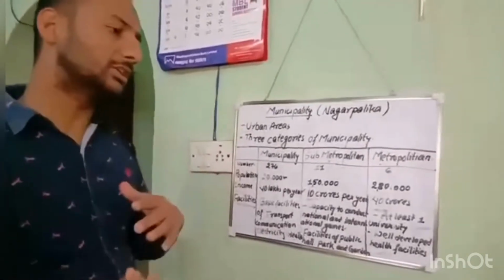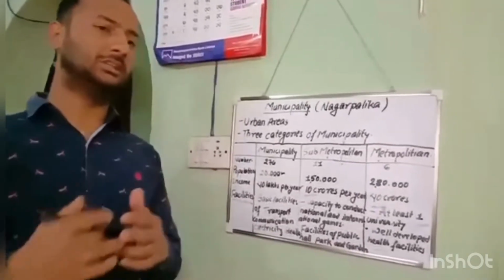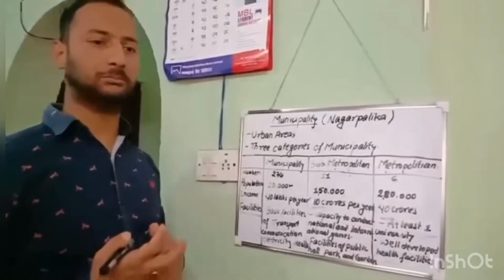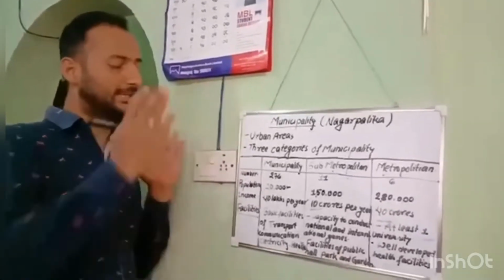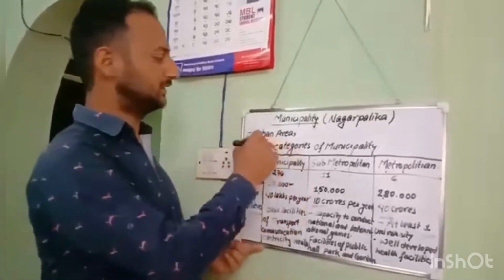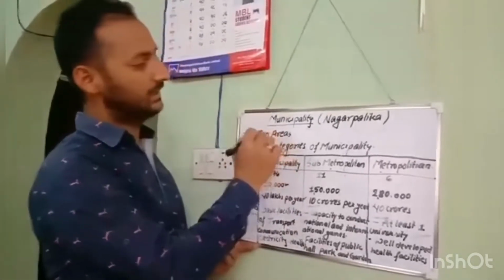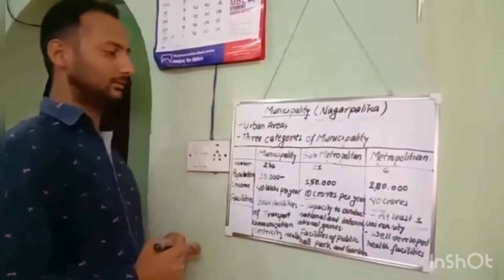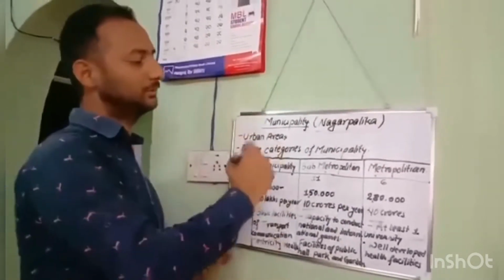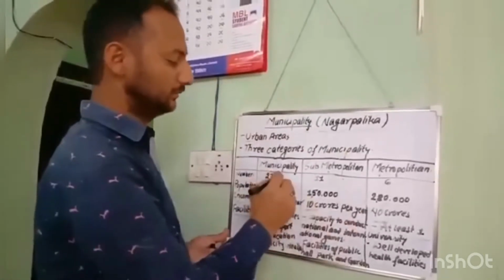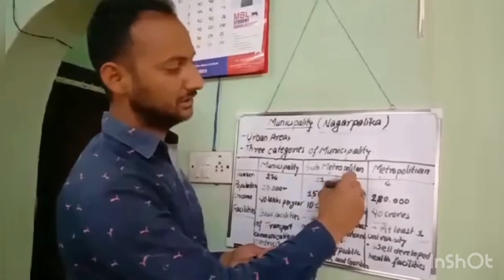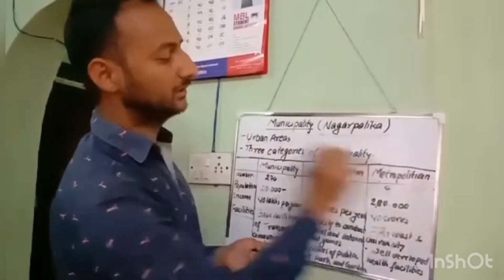The main function of the municipality is to provide basic level facilities to the local people, like that of the Gaon Palika. Municipality is in the urban area and it is also known as Nagar Palika. Nagar Palika or municipality is categorized in three groups: one is municipality, another is sub-metropolitan city, and the third is metropolitan city.